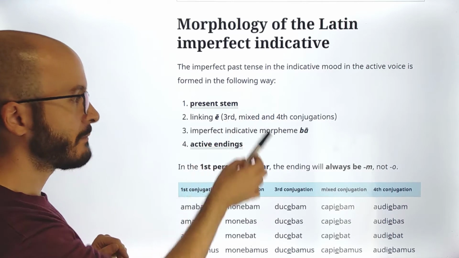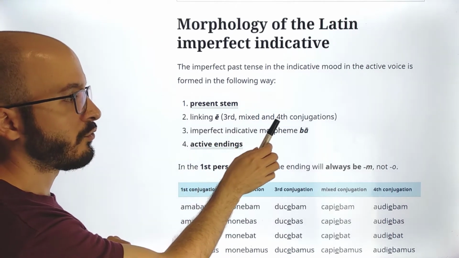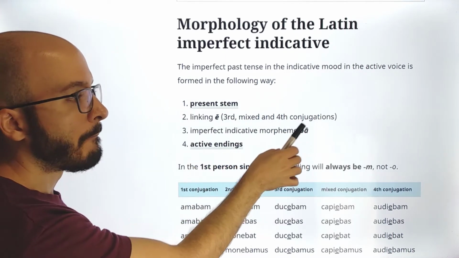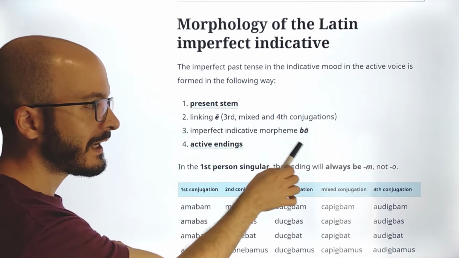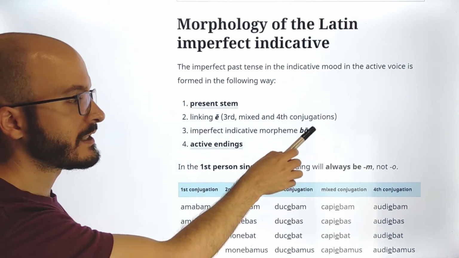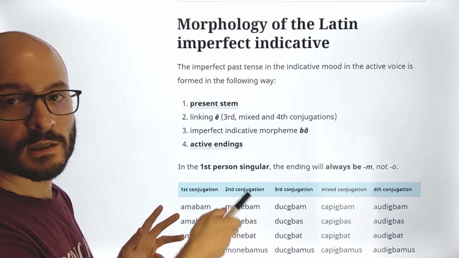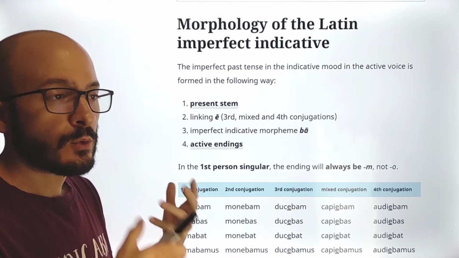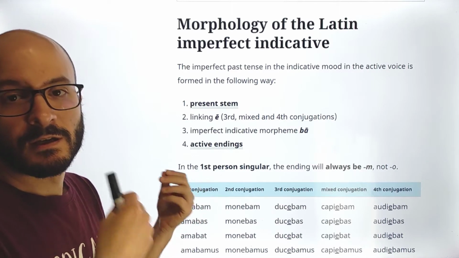Then, the present stem linking long e in the third, mixed, and fourth conjugations. Then, the imperfect indicative morpheme ba. This is actually the most important part. This is what is telling us, okay, we are in the imperfect indicative. This ba with long a, and then the active endings, which we already know, because these active endings are going to be working all the time in all of the active tenses.